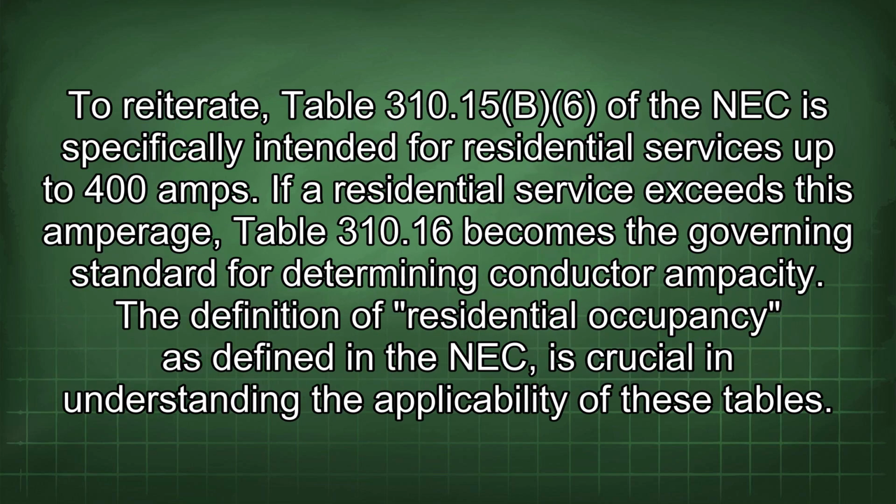To reiterate, Table 310.15(B)(6) of the NEC is specifically intended for residential services up to 400 amps. If a residential service exceeds this amperage, Table 310.16 becomes the governing standard for determining conductor ampacity. The definition of residential occupancy as defined in the NEC is crucial in understanding the applicability of these tables.